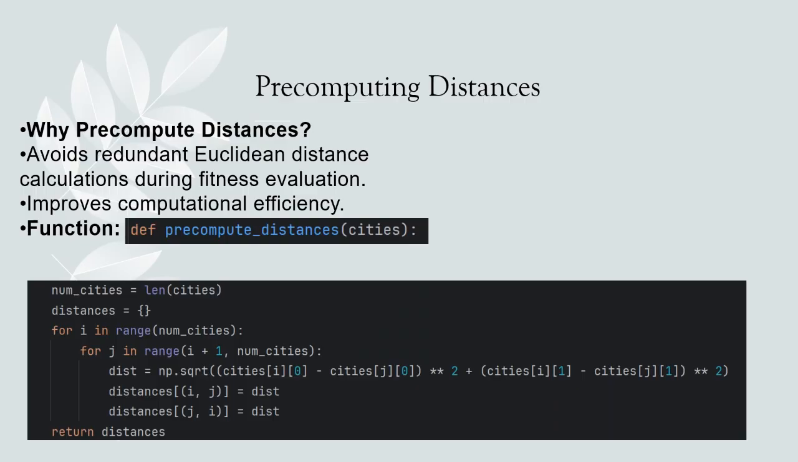So pre-computing distances is one of the first functions. Why pre-compute distances? So it avoids redundancy in Euclidean distance calculation during fitness evaluation. It also improves computational efficiency overall. And this is the function I wrote up for it.